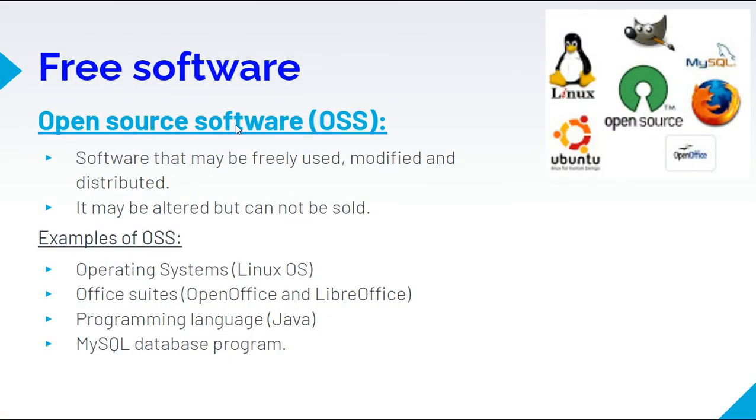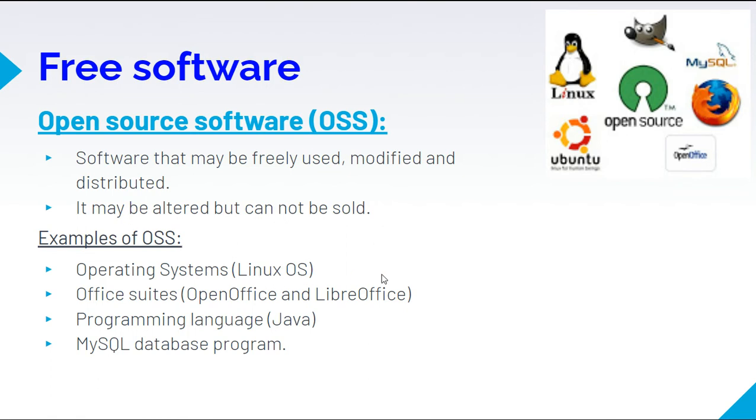We also get open source software. Open source software is software that may be freely used, modified, and distributed. It can be altered, but it cannot be sold. This is software for free. So if you do not want to buy Windows 10 at a cost of between 1,500 to 3,000 Rand just for Windows 10, you could buy a Linux operating system for free. When I say buy for free, you're not paying for it. You can download it for free and you can run it off your computer.